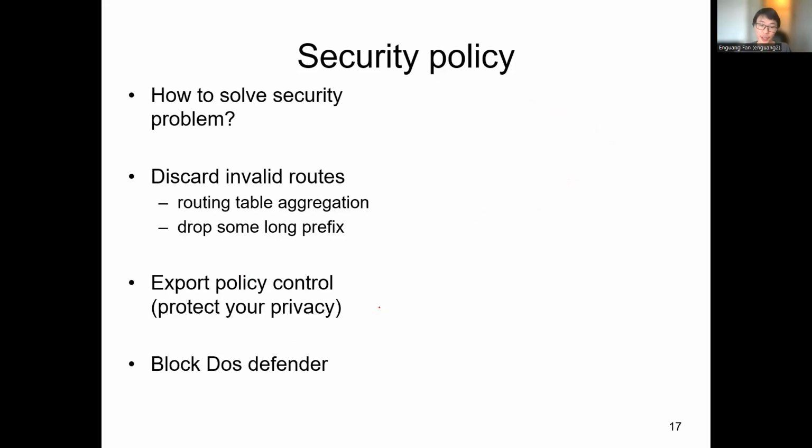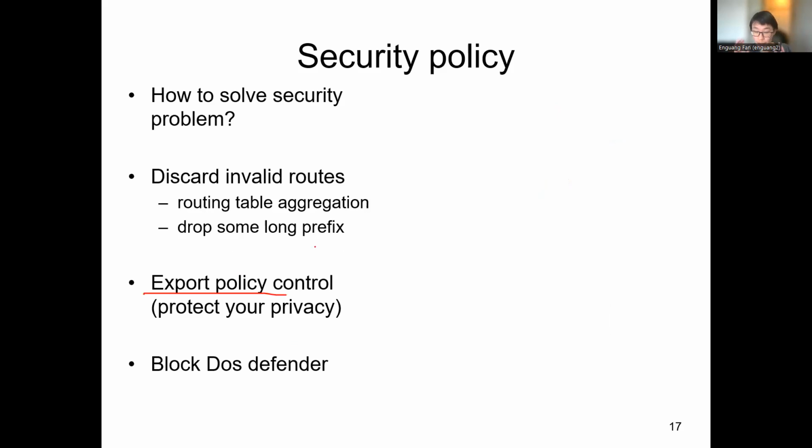The first thing we can do is discard invalid routes, right? If there is an invalid route or we know it's a malicious routing entry, we simply drop it.